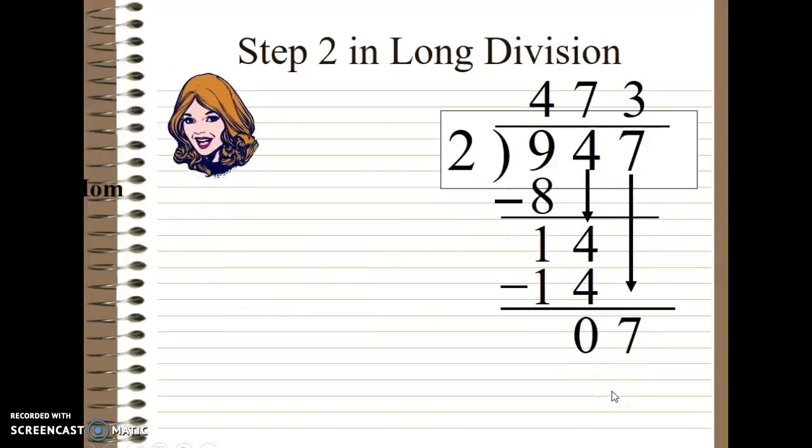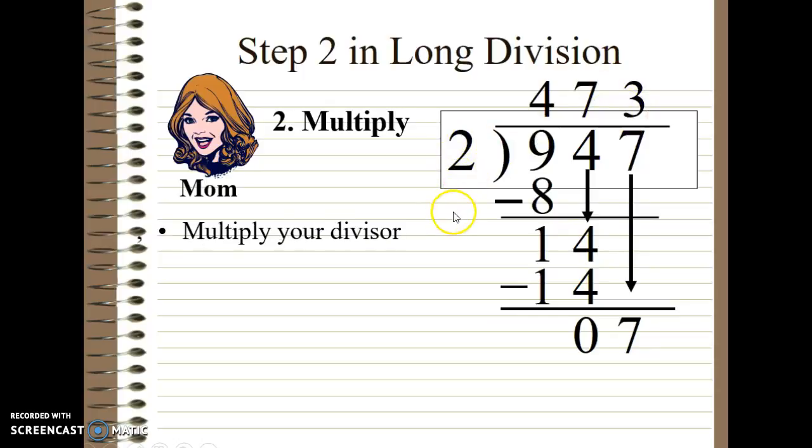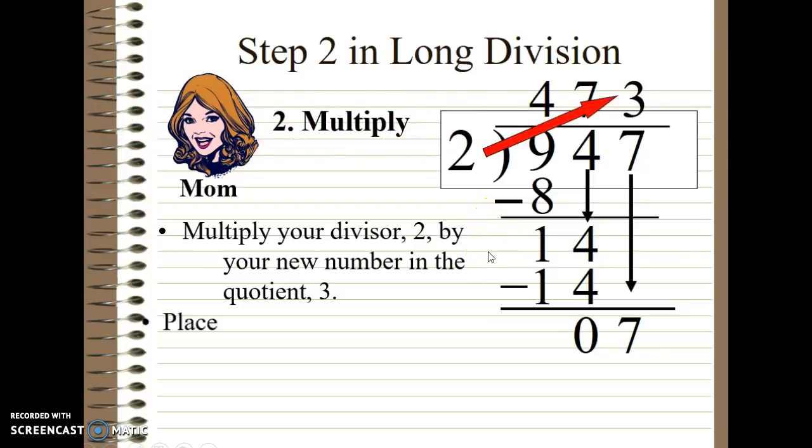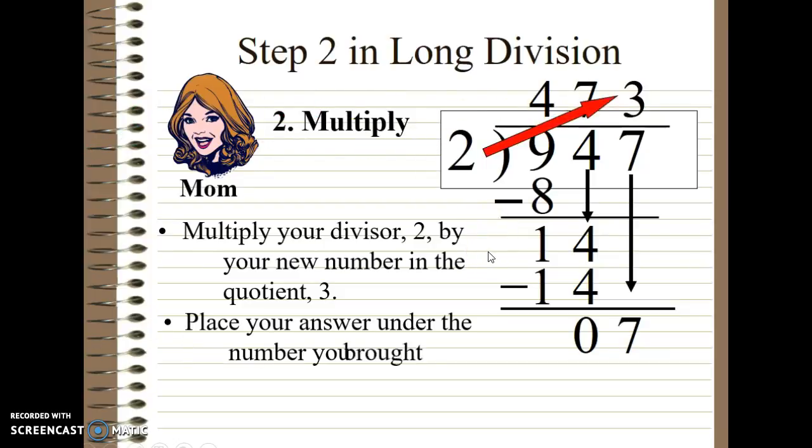Step 2 is my mom. She tells me to multiply. What numbers am I multiplying? The new number in my quotient, 3, and my divisor, 2. So again, I multiply the divisor 2 by the new number in the quotient, which is 3, and 2 times 3 gets me 6. I place 6, which again could have already been placed there if you're using the tally mark strategy, directly underneath the 7.